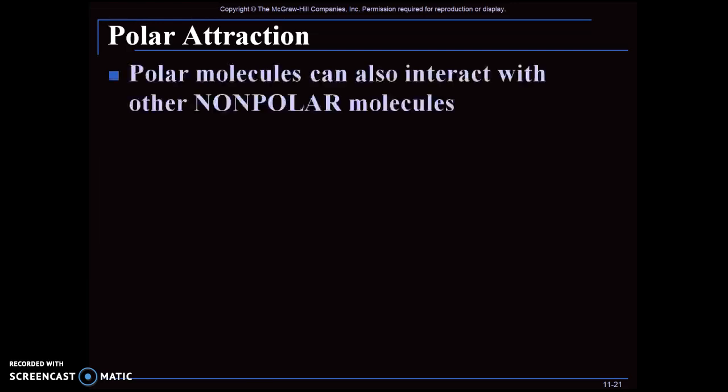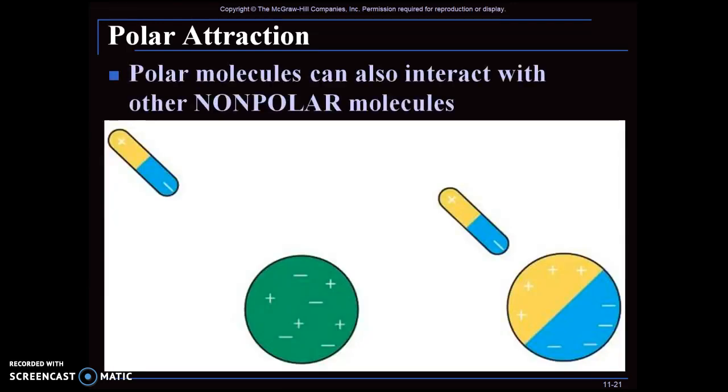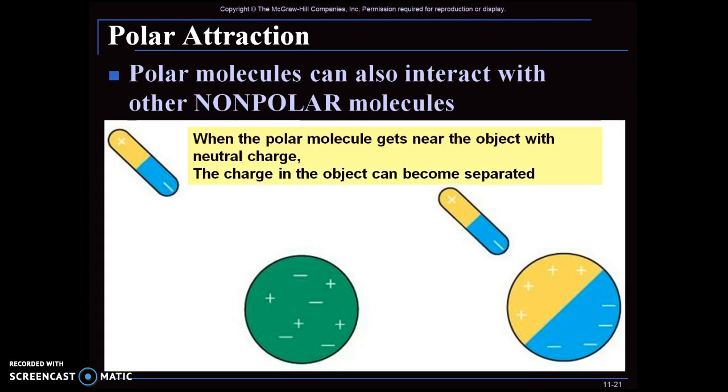Polar attraction, and polar molecules can interact with non-polar molecules. Let's say we have a polar molecule, and you bring it too close to a non-polar molecule. Because this has a negative side, all the positives will come to one side and all the negatives will go to the other side, and it will make the non-polar material also a polar material, and thus there will be an attraction, and it will also become a molecular crystal. So the charge in the object can become separated as shown in the picture. When polar molecules get near an object with a neutral charge, the charge in the object can become separated.